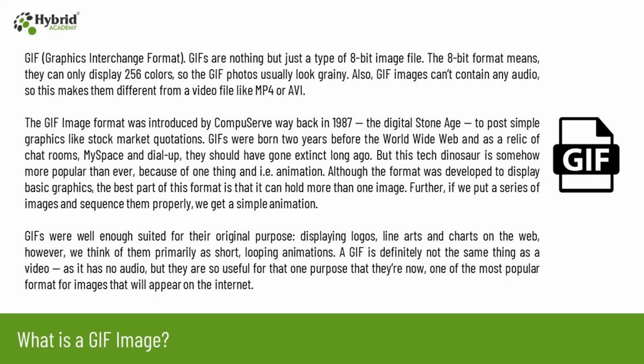So first of all, let's see what is a GIF image. GIF, which is Graphics Interchange Format, is nothing but just a type of 8-bit image file. The 8-bit format means they can only display 256 colors, so GIF photos usually look grainy. Also, GIF images can't contain any audio, so this makes them different from a video file like MP4 or AVI.